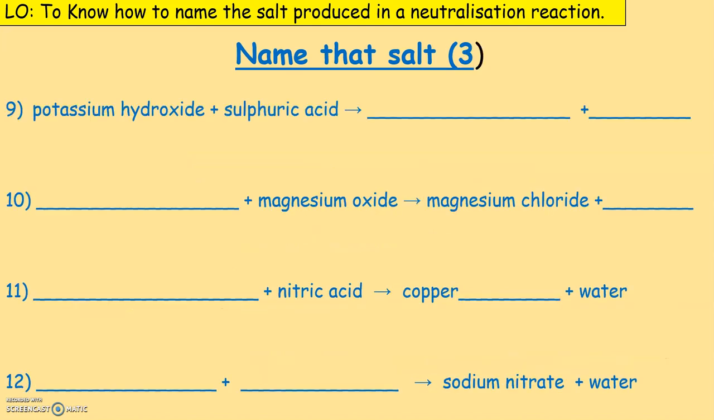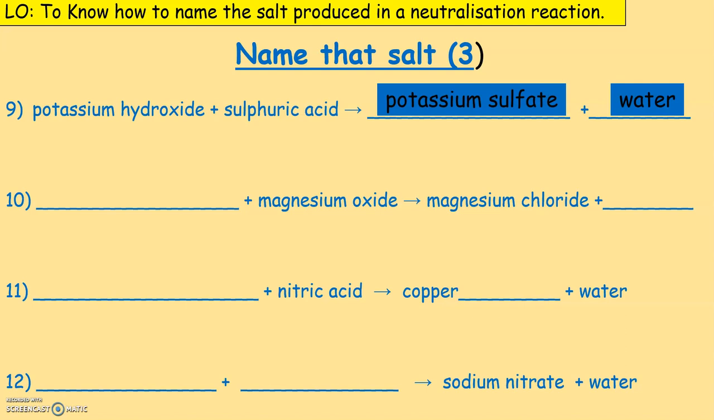I want you to now spend some time to do this one. Pause the video, and when you're done, press play. Okay, let's begin. Potassium hydroxide reacting with sulfuric acid gives us potassium sulfate and water. I know I'm repeating this, but it's for it to sink in: the first part of the salt, which is potassium, always comes from the base, and the second part always comes from the acid. So we've got potassium sulfate plus water.